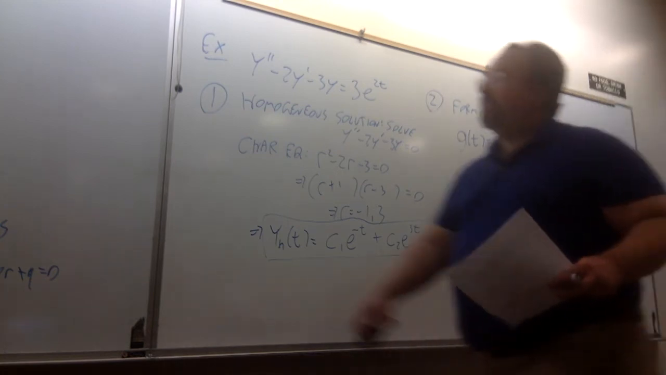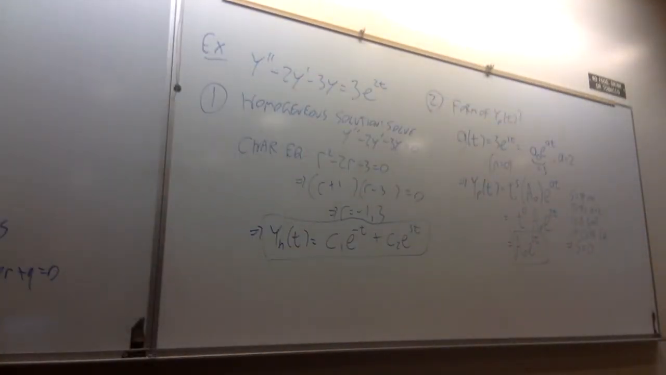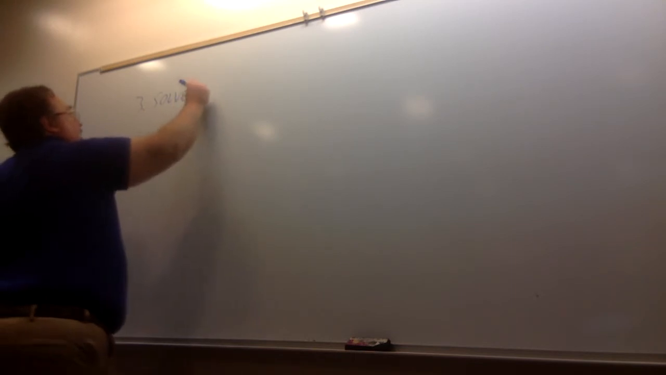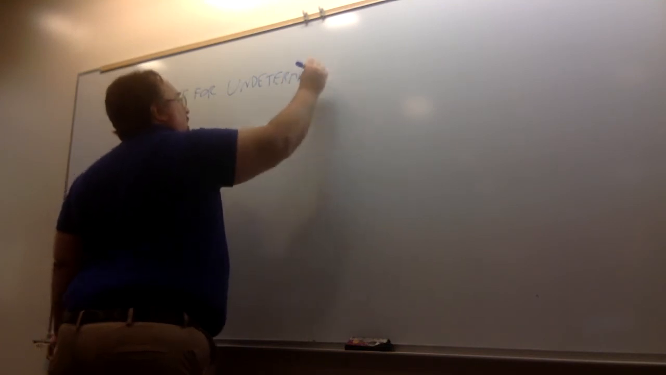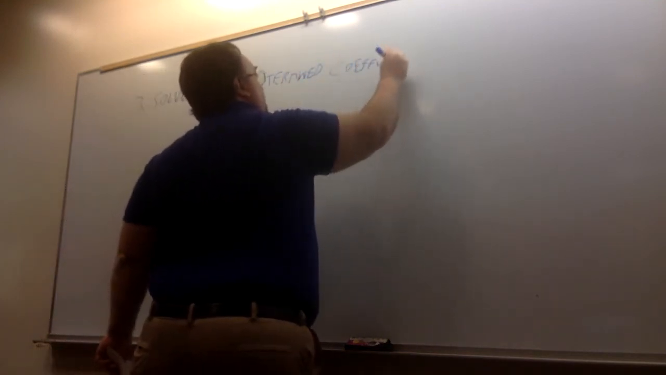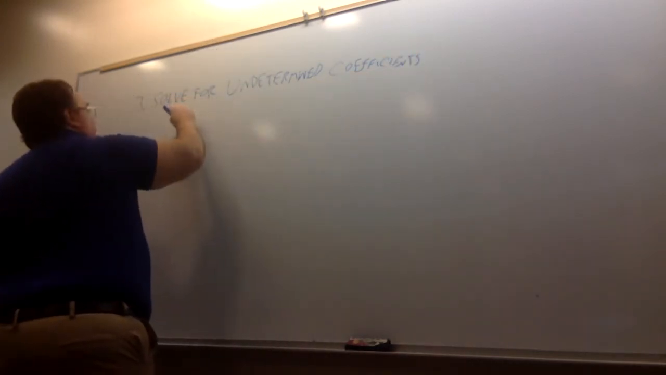Now the messy part. Well, actually, in this case, it won't be too messy because there's only one unknown. We have to solve for capital A0. So you solve for any undetermined coefficients you have by substitution.